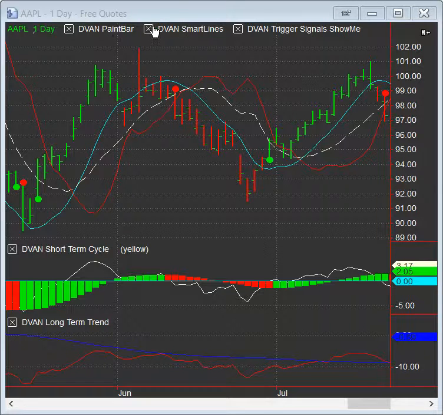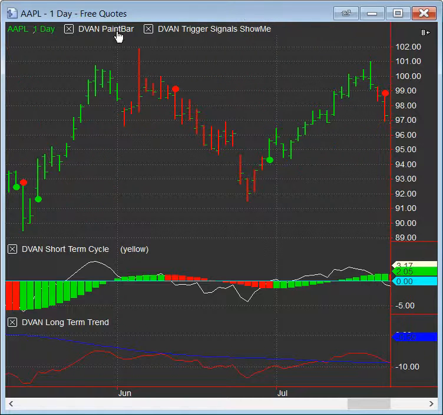I'm going to take off DVAN SmartLines. We can talk about DVAN Paintbar. DVAN Paintbar is simply tracking the buying and selling pressure in the underlying security. It's buying dominance or selling dominance. Green price bars mean the buying pressure is dominant. Red price bars mean the selling pressure is dominant.